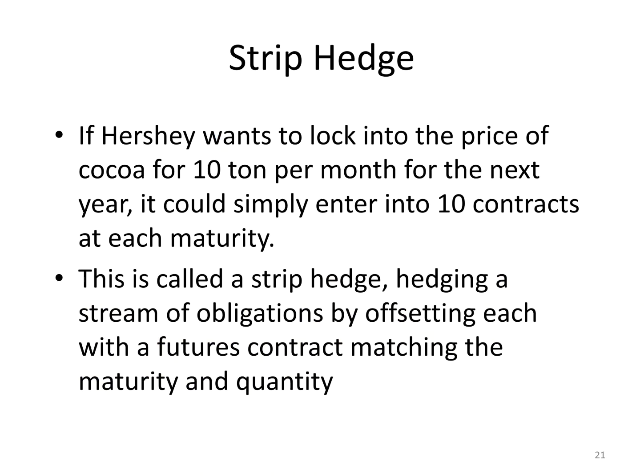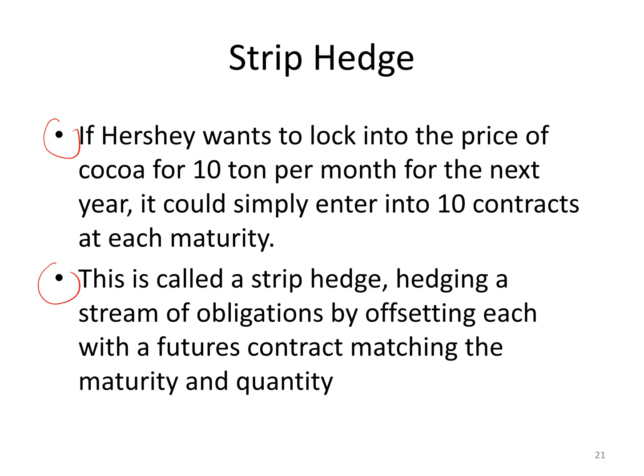So a strip hedge is simply entering into futures contracts that actually line up with the maturities of the asset in which you want to buy or sell. So for example, if Hershey wants to lock into the price of cocoa for 10 tons per month for the next year, and assuming there are monthly contracts available, it could simply enter into 10 January contracts, 10 February contracts, 10 March contracts, and so on. So they can enter into a strip of forward contracts or futures contracts.